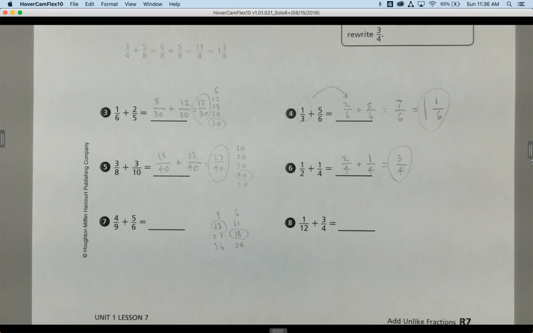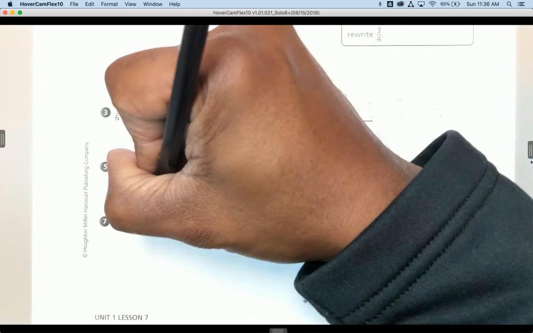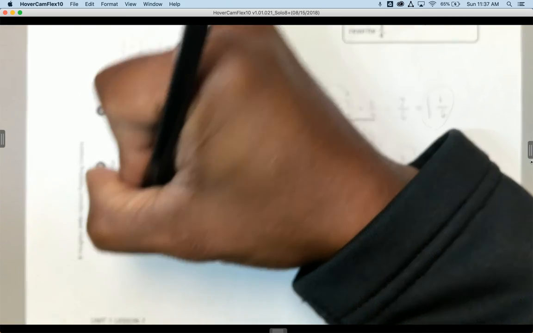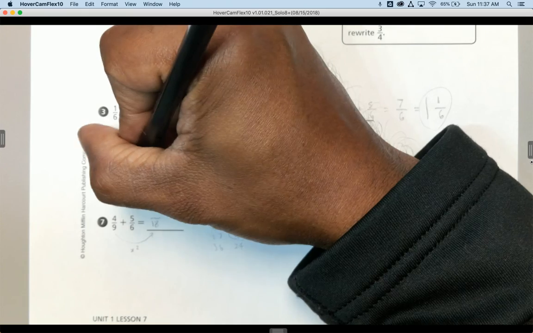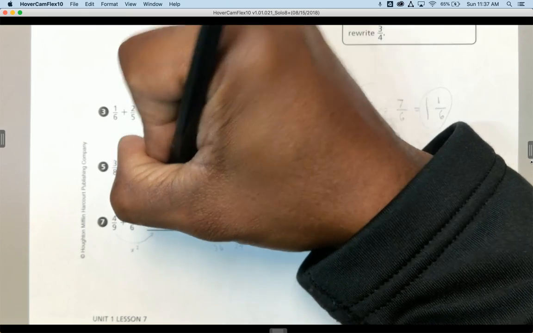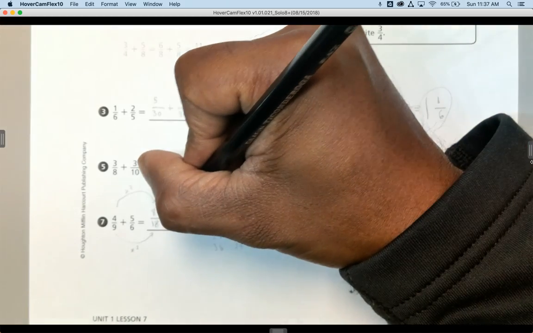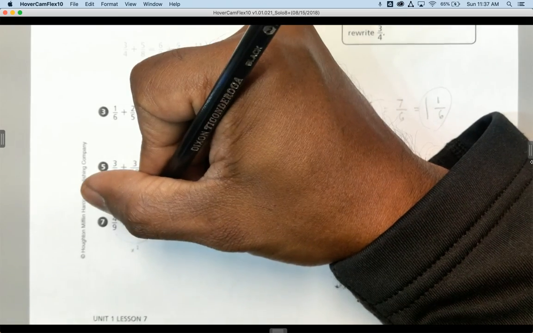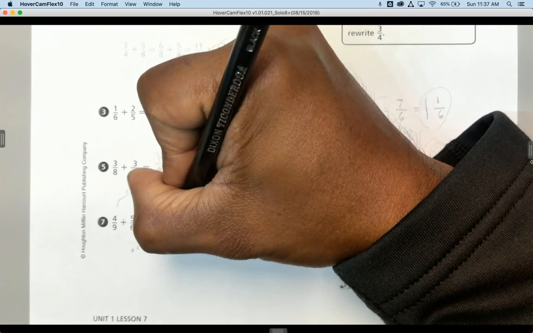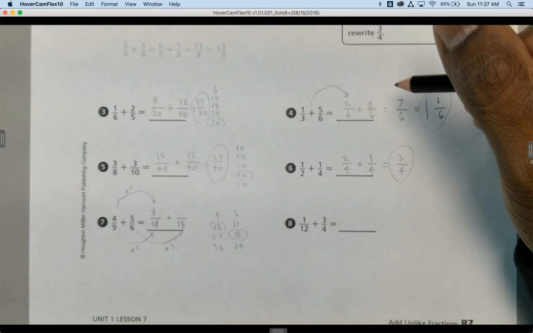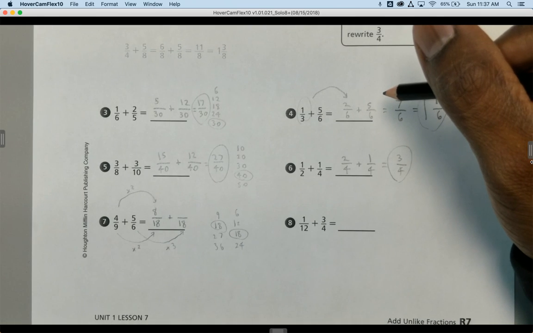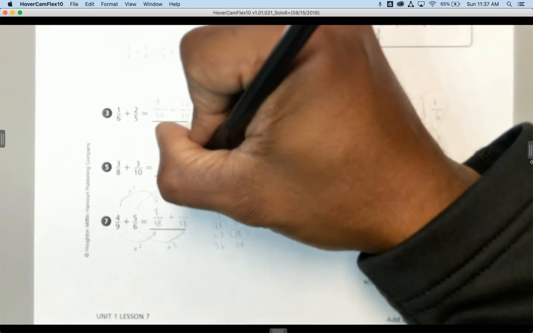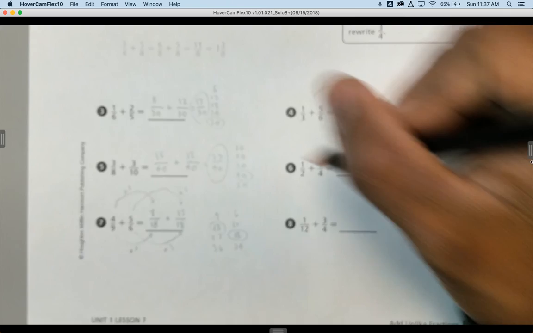4/9, we need to multiply the bottom by 2. Therefore, we'll multiply the top by 2. 4 times 2 is 8. 4/9 becomes 8 over 18. Plus 5/6, multiply 6 by 3 to become 18, and do the same to the top. Multiply 5 by 3, that becomes 15.